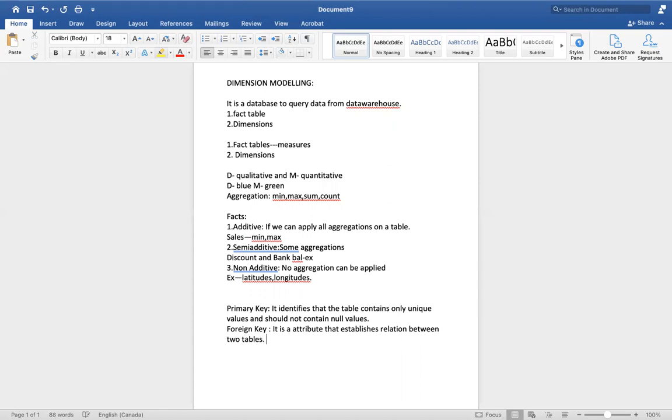Okay, so foreign key means it's a column name in a table that refers to another table, right? So there will be common, similar names. So we can say it is a field in one table that refers to the primary key in the other table. So this is what is meant by foreign key. This is about primary key and foreign key.